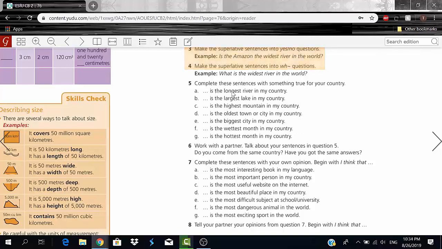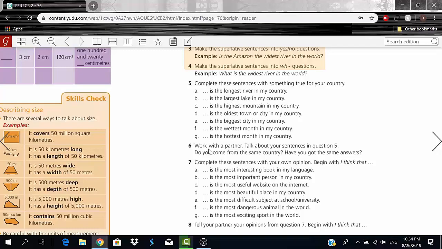So dash is the longest river in my country. I'll say the Nile. So the Nile is the longest river in my country. Is the largest lake? No idea at all. So is the highest mountain? Don't know that as well. Is the oldest town or city? Probably Cairo, but don't quote me on that. Okay. Is the biggest city in my country? Again, probably Cairo. Is the wettest month in my country? Probably January. And is the hottest month in my country July? Hands down, July is really hot. So July is the hottest month in my country.